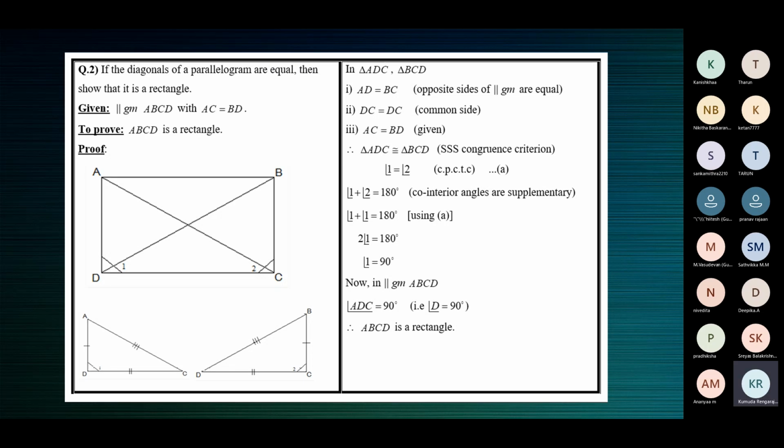We'll finish this and go back to the example. So here, it's given that the diagonals of a parallelogram are equal. Then we need to show that it's a rectangle. Now you can see that the figure ABCD already looks like a rectangle. We have not drawn it in the shape of a parallelogram.